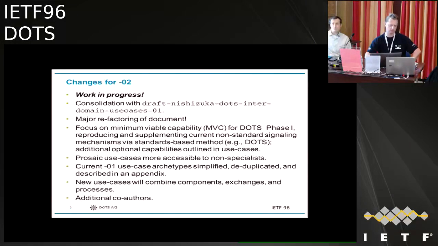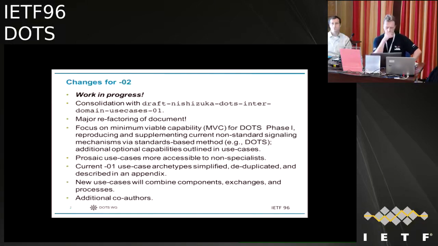We want to be able to describe a minimum viable capability for DOTS that is necessary in order to fulfill the main function of DOTS, which is threat signaling to get assistance in time of an actual DDoS attack. The language in the previous drafts was somewhat dry and abstruse and repetitive, and so we are basically doing a stylistic rewrite more than anything else to make it more accessible to non-specialists, to serve as an educational document for folks who are interested in the topic, as well as to serve as a reference to be used for requirements and the other drafts as well.